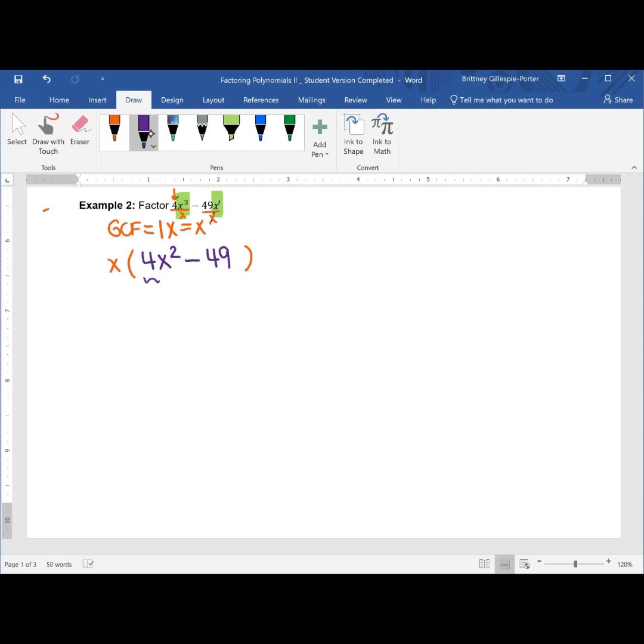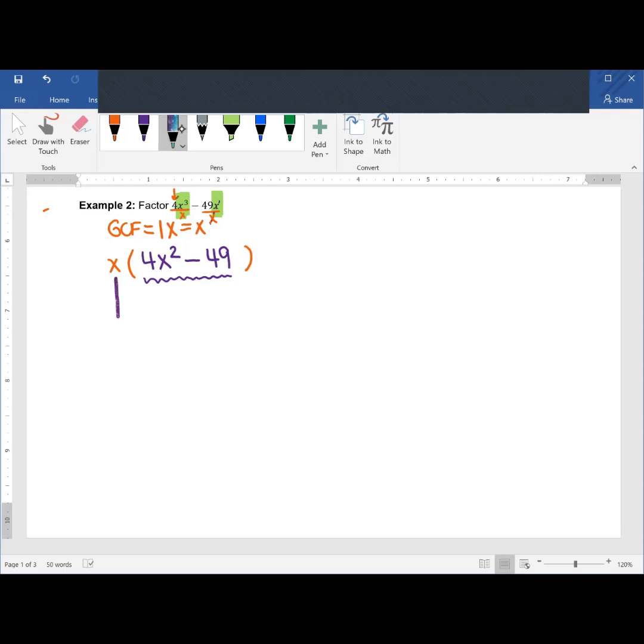But notice that we have a square hanging out in this parenthesis. We have a 4x squared, which means that we can't stop. We have to check to see if it'll factor. If it doesn't factor, fine. But if it does and we don't check it, we're going to get marked wrong. So we're going to ignore the x that we took out, the GCF. We'll come back to pick him up. Don't leave your sibling at the mall. But we're going to concentrate on you and your friends inside the parentheses.